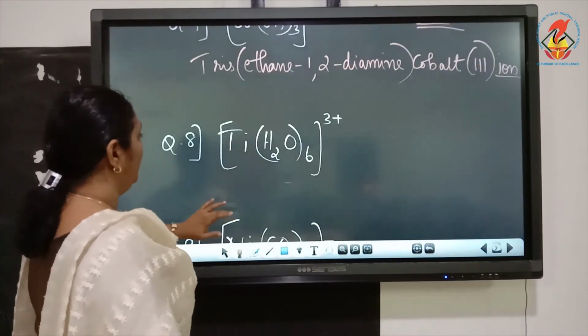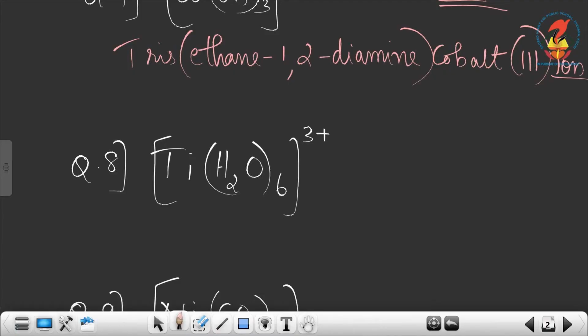Now question number 8 is [Ti(H2O)6]3+. Here also no counter ion is given. Now H2O charge is equal to 0, and Ti is titanium, so X will be equal to plus 3. Oxidation number of titanium is plus 3. So let's write the name.